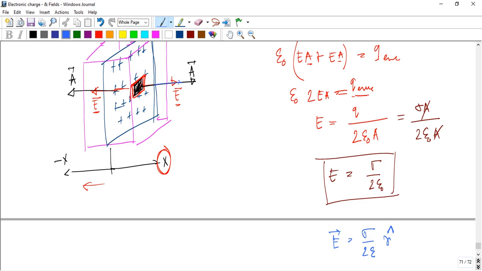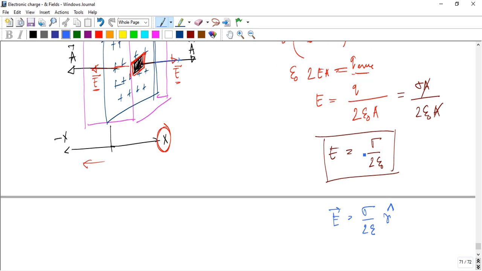That's why it's very important: E is independent of the x axis. If you look at the equation very carefully, you see that it is independent of x, and also independent of area. Similarly, we see that this is also independent of area. So, independent of x and area, if sigma is plus, E goes in the outward direction. If sigma is minus, E goes in the inward direction.